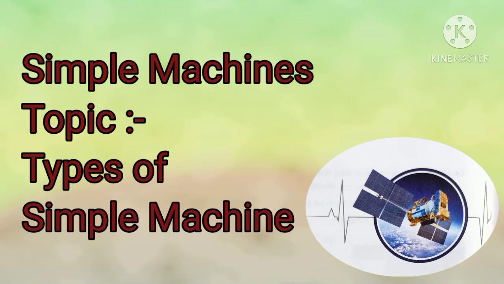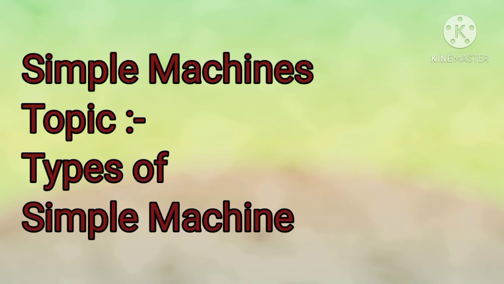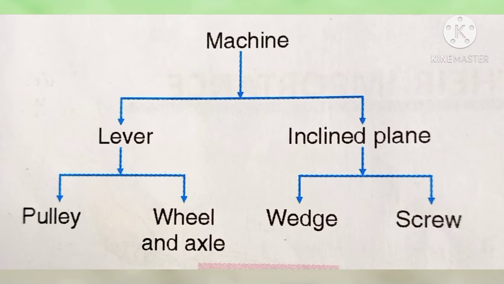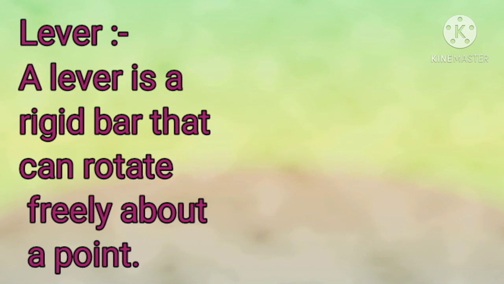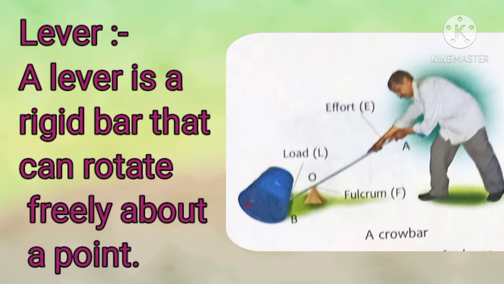Class, today we discuss the types of simple machines. Simple machines can be classified into two parts: lever and inclined plane. Lever is further classified into two parts: pulley and wheel and axle. Now we discuss the lever.